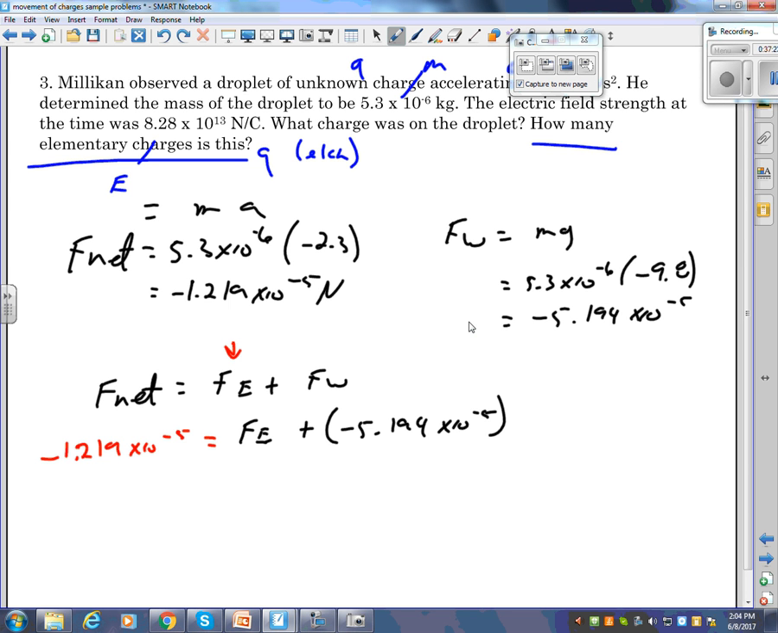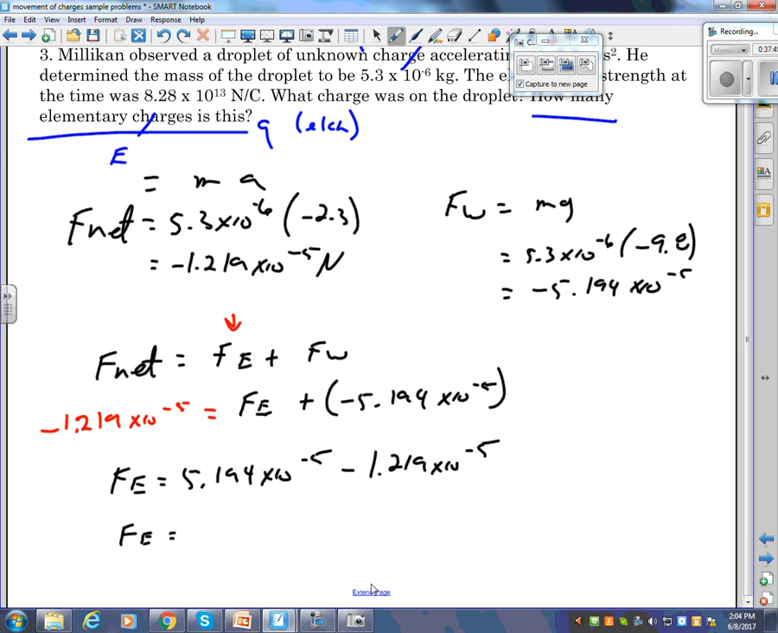Sarah, what do I do with this negative over here to get the FE all by itself? Add it to the other side. So FE is going to be plus 5.194 times 10 to the minus 5 minus 1.219 times 10 to the minus 5. Mr. Bennett. Whoa, let me finish. And you're going to get an FE of, I get 3.975.